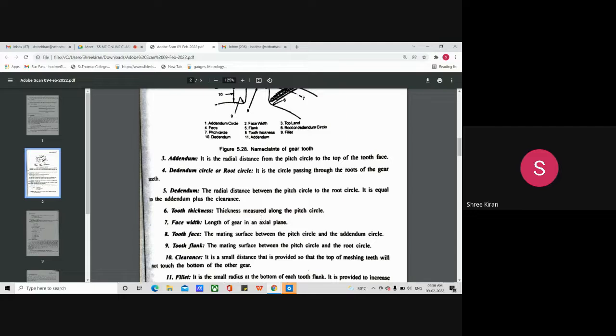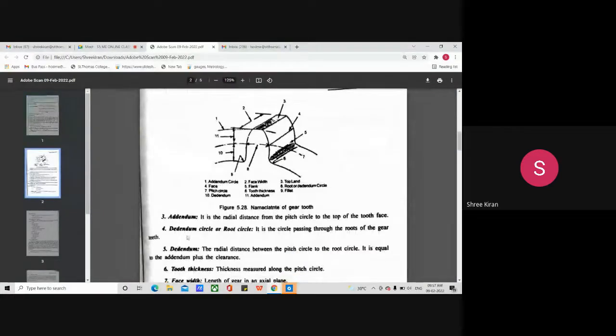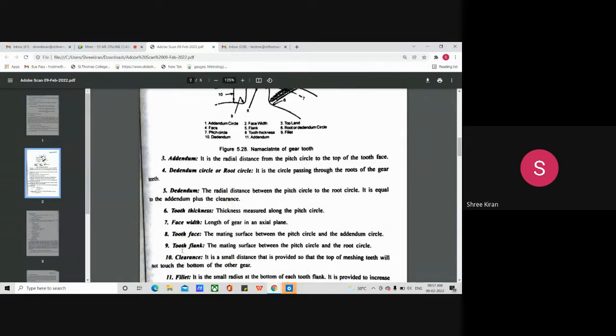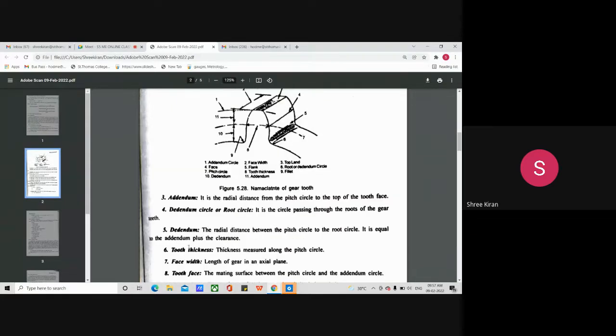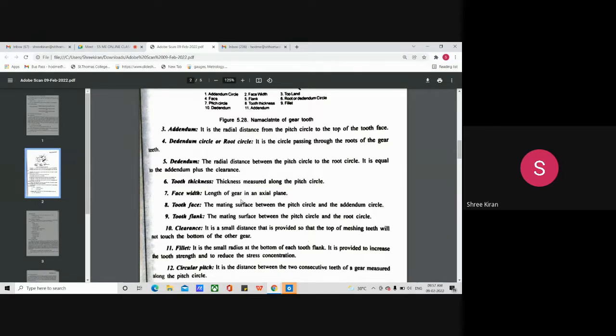So to recap: first the pitch circle diameter, which gives the transmission relation. Then the addendum circle, the outside diameter of the circle passing through the gear teeth. The addendum is a radial distance. The dedendum circle passes through the roots of the gear, and the dedendum is the distance between the pitch circle and the root circle. Tooth thickness is measured with respect to the pitch circle. Face width is the length of the gear in the axial plane.